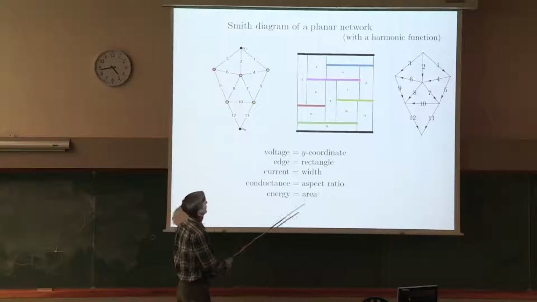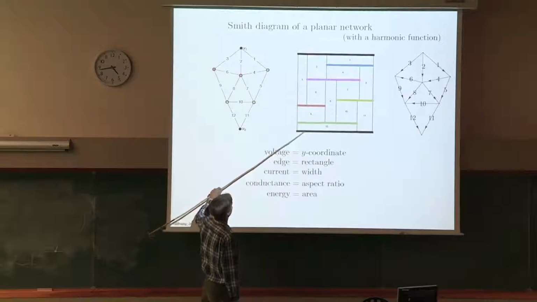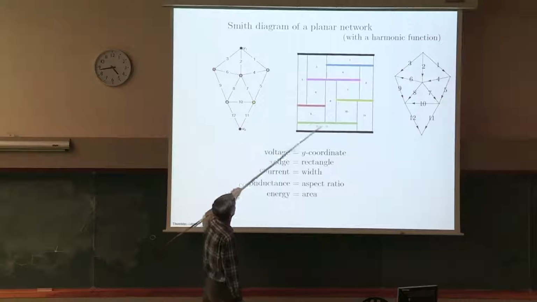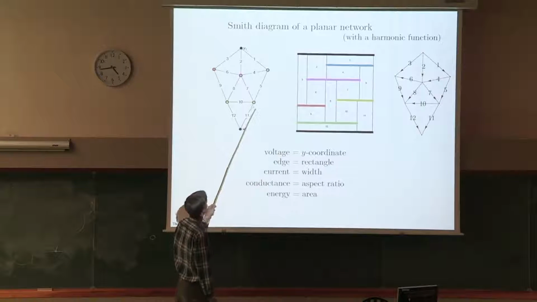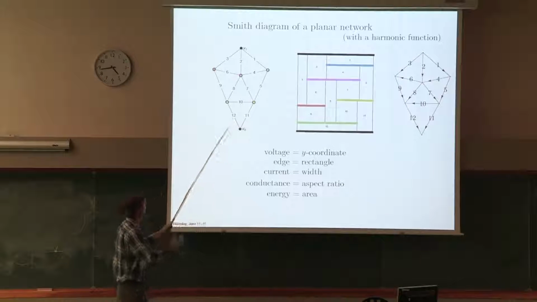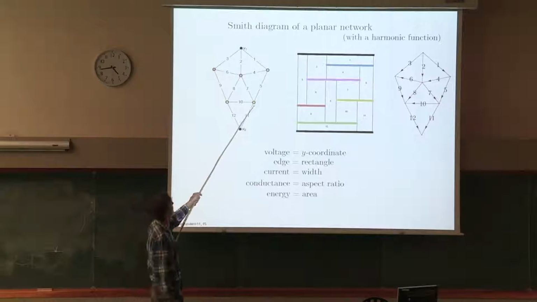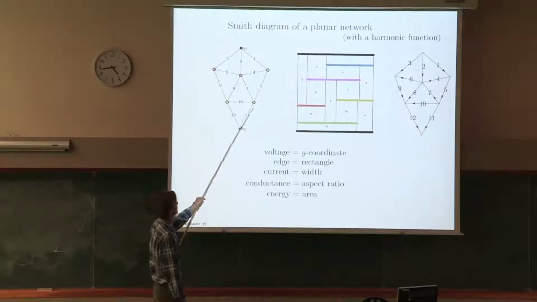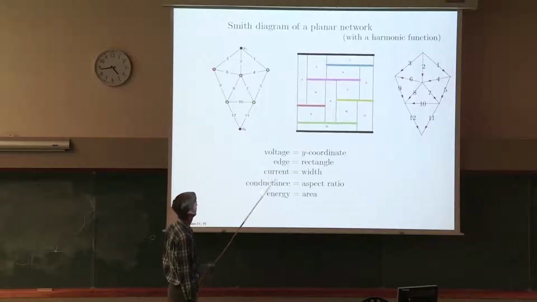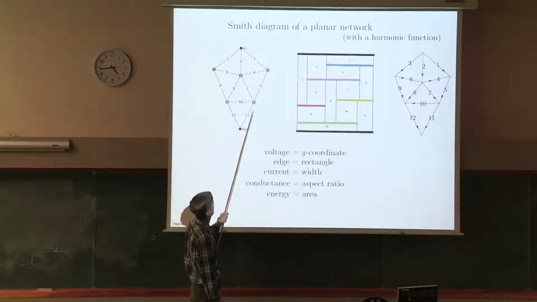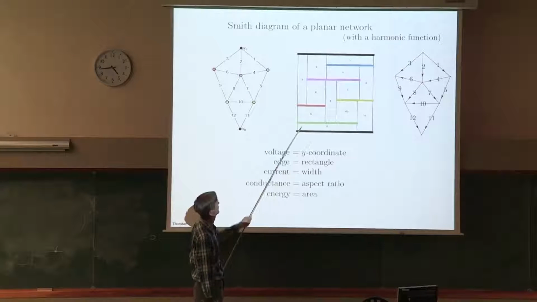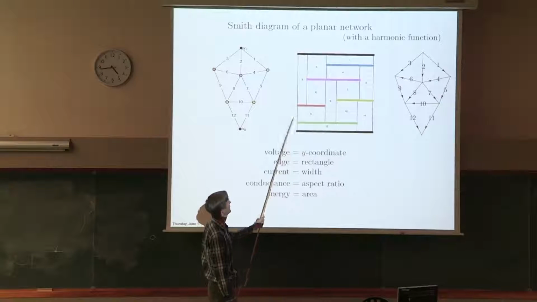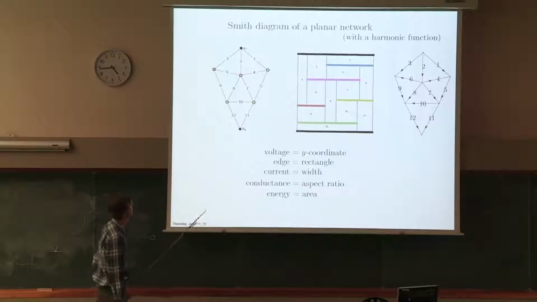And in this picture, the y-coordinate of the rectangle on the right is the harmonic function. It's the voltage, the interior voltage, on the corresponding vertex over here. And so the voltage, that is the harmonic function, corresponds to the y-coordinate. The width of each rectangle corresponds to the amount of current flowing along that edge.